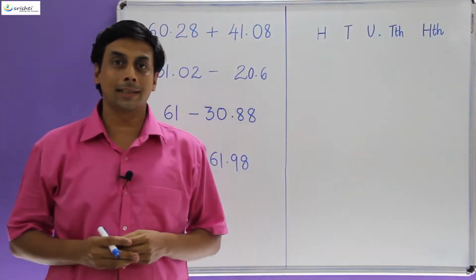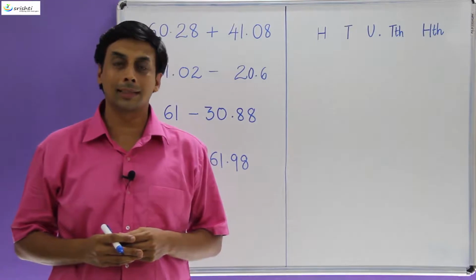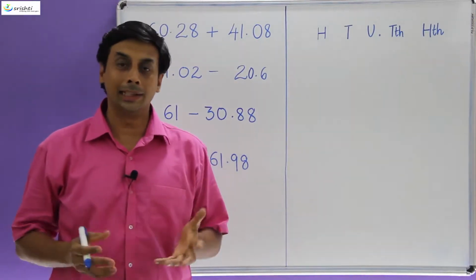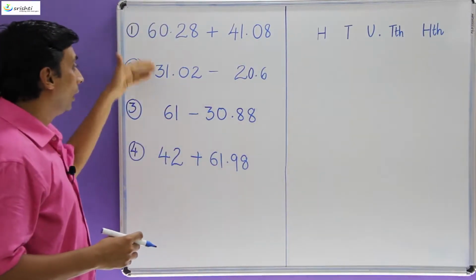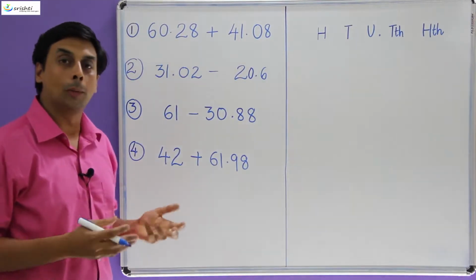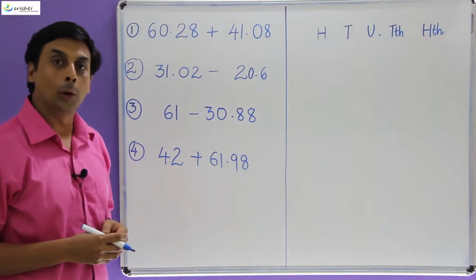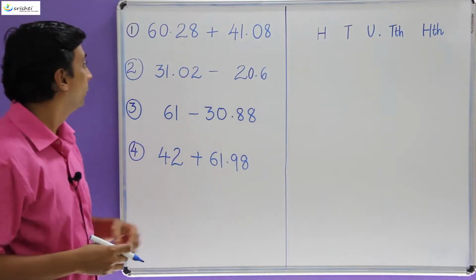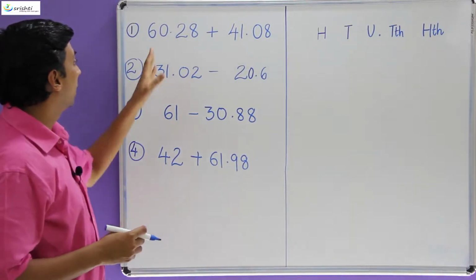So now let's understand the concept of addition and subtraction of decimal numbers and the rationale behind it. I have written 4 problems over here. 2 problems are related to addition and 2 problems are related to subtraction. Let's look at the first problem.